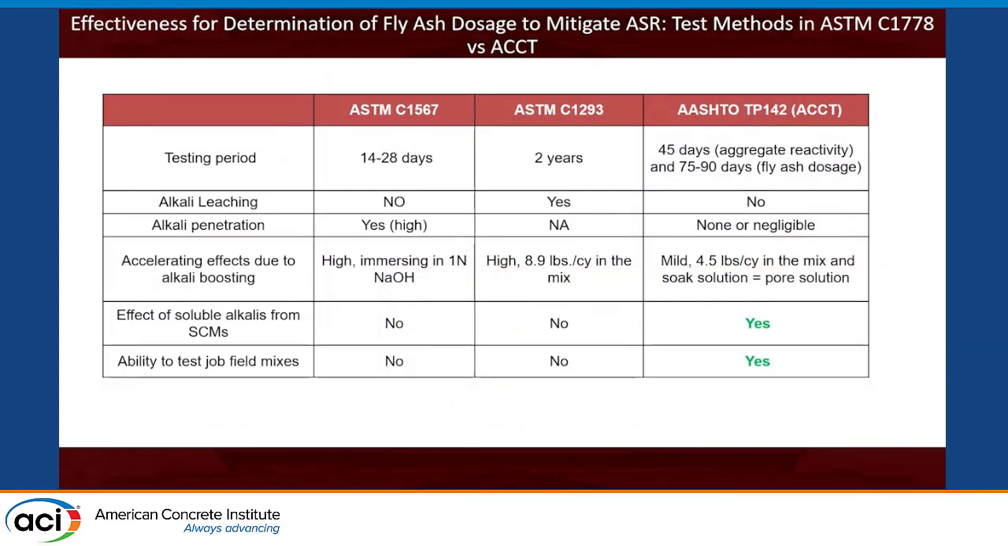And so you see, this is the situation. We know C1567 and C1293 and our test. The only difference is that we do 4.5 pounds per cubic yard. It's not an alkali boosted situation, but C1567 and C1293 are heavily alkali boosted, so we lose the sensitivity. If SCM is contributing any alkali in a system, it cannot be detected, but we detect it. That's the good thing. And a field mix can be tested. Give me a field mix, I make a cylinder and do the test.